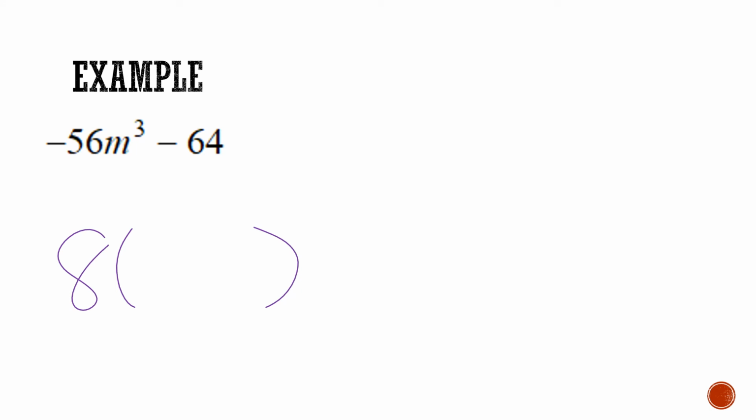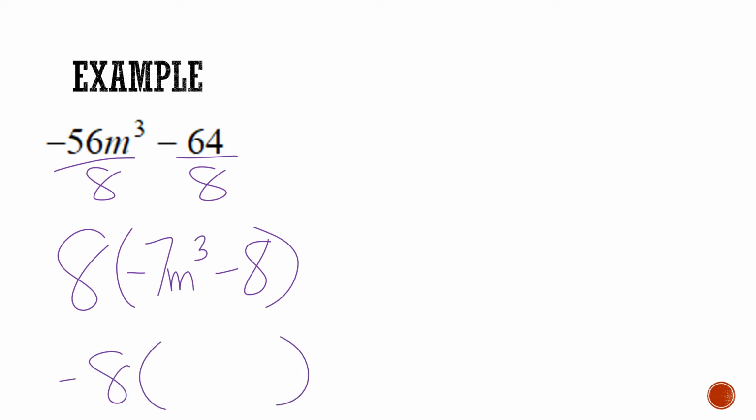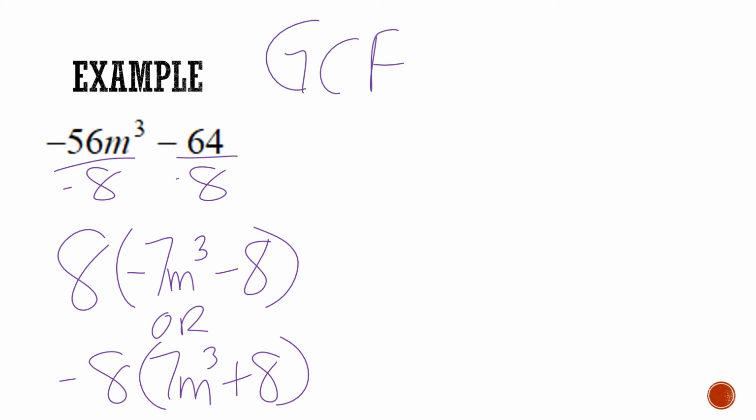They both don't have a variable, so I'm just dividing by 8 here. So I would get negative 7m to the third minus 8. Okay, now if you wanted to, you could have taken that negative 8 out. You could have taken the negative with it since they both have it. So if you divide by negative 8 instead, then you get 7m cubed plus 8, which if you distribute these, you get the same answer. So it doesn't matter which one you do there. But that one was using the GCF method.